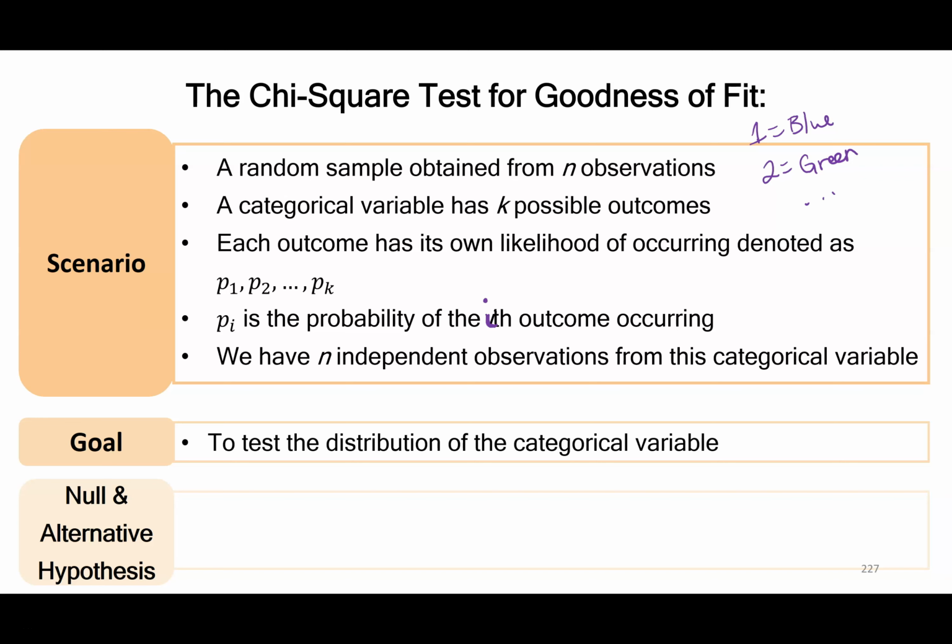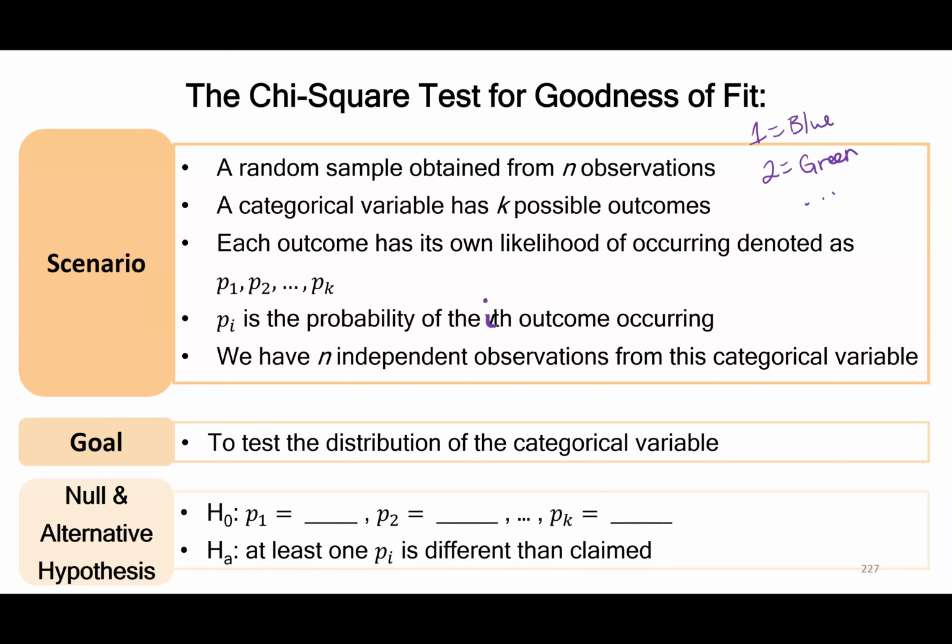Here is where things are going to change up a little bit from where we've been. Our null hypothesis will be P1 is equal to whatever value, P2 is equal to whatever value, all the way through, so we have 6 categories. The alternative is saying, hey, at least one of them is different than what's claimed. It doesn't mean all of them, but at least one of them. Because if at least one of them is different, then that's enough for me to believe that the claim isn't quite right.